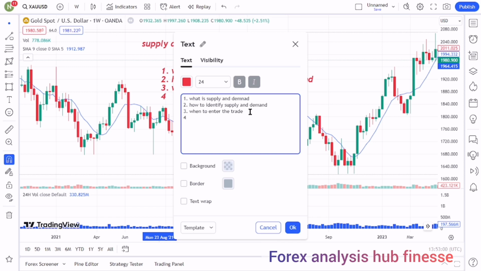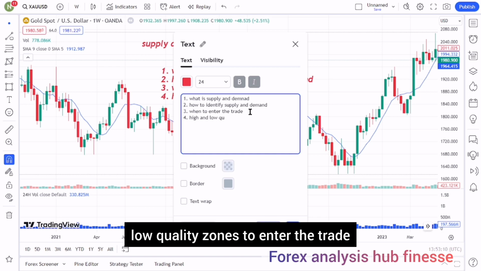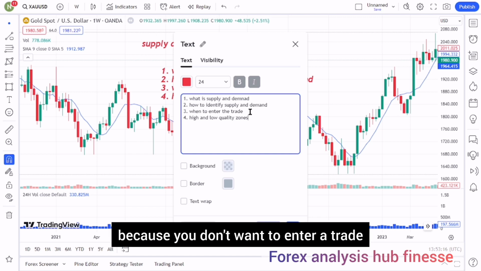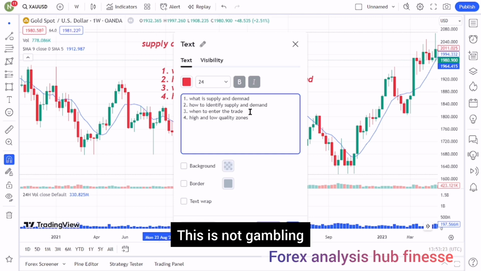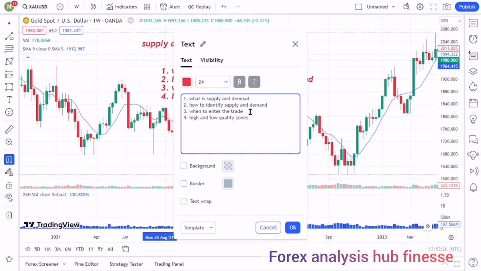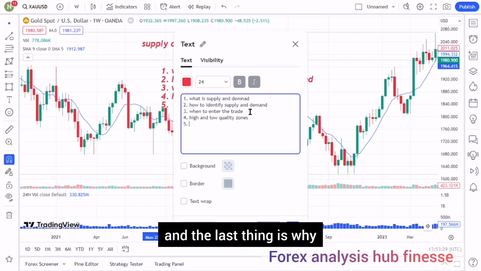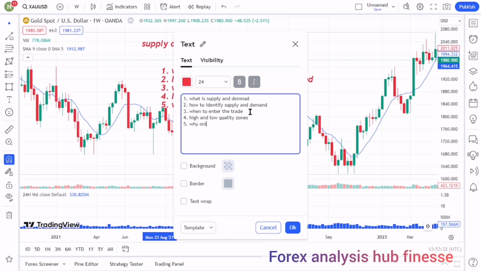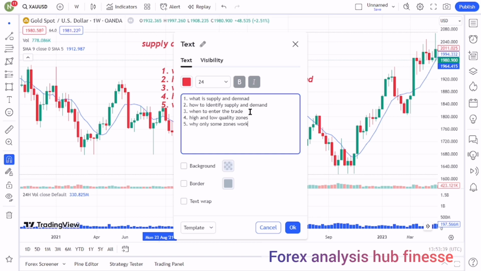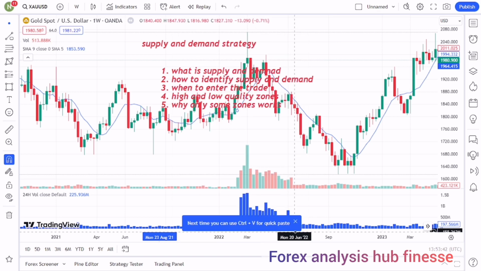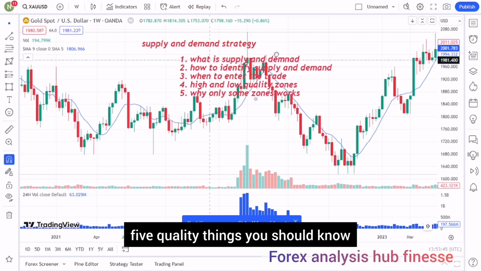The fourth main thing you should know is high and low quality zones to enter the trade, because you don't want to enter a trade when it's in the middle. You don't know if it's going to rise or sell. This is not gambling. This is using strategy. The fifth and last thing is why only some zones work. Those are the five key things you should know.